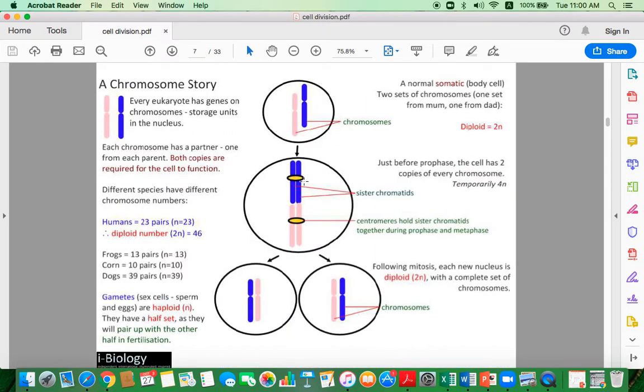But what do we need to know first? We need to know something about chromosomes, and we need to understand that every eukaryote has genes on chromosomes. What is a chromosome? It's a storage unit in the nucleus.